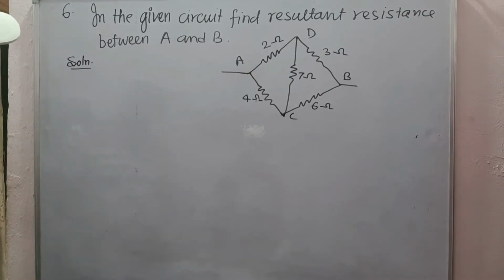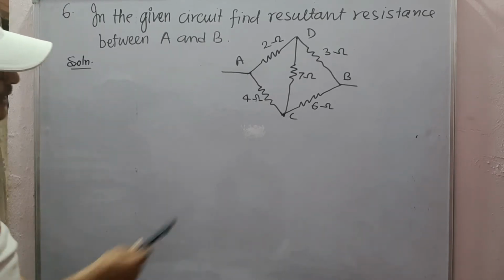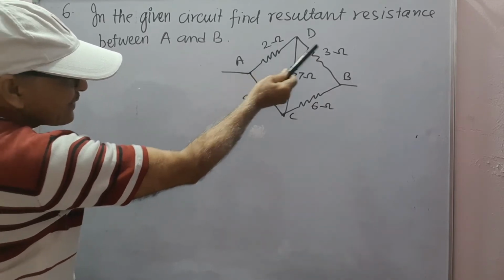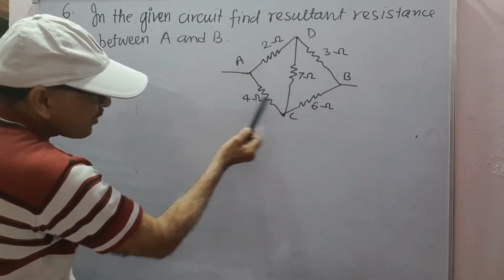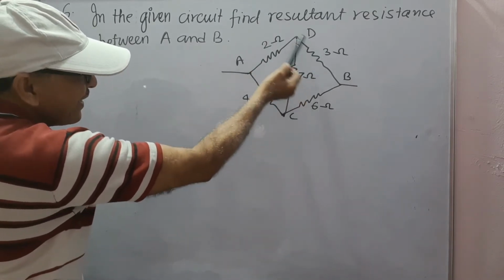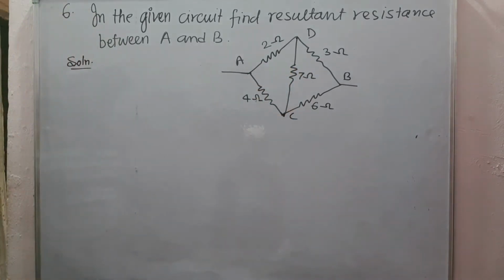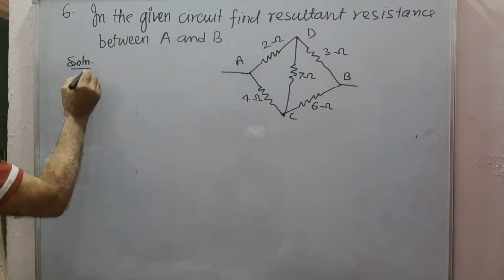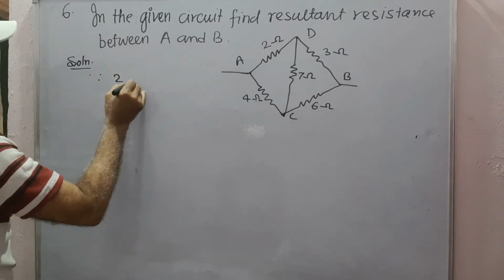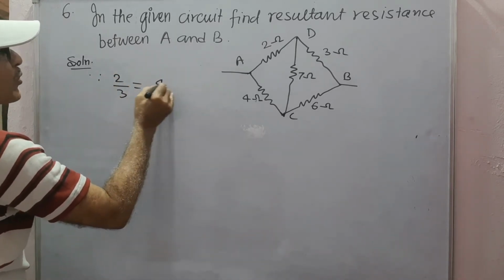Next question number 6. In the given circuit, find resultant resistance between A and B. Solution. Here, resistance 2 upon 3 is equal to 4 upon 6. That is, P upon Q is equal to R upon S. So, the given circuit is a balanced Wheatstone bridge, because 2 upon 3 is equal to 4 upon 6.